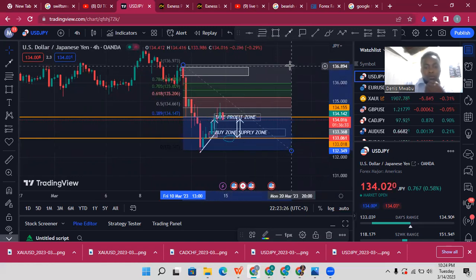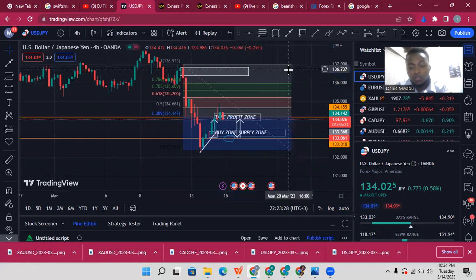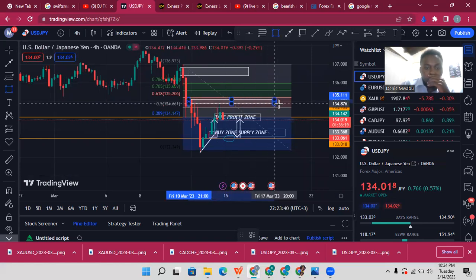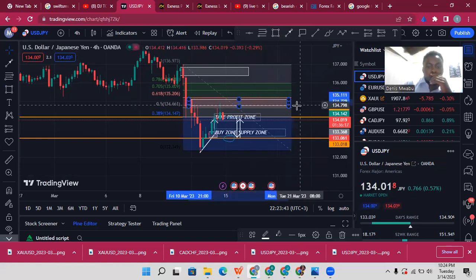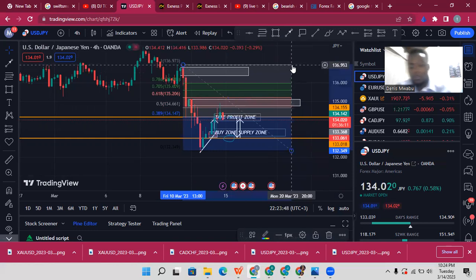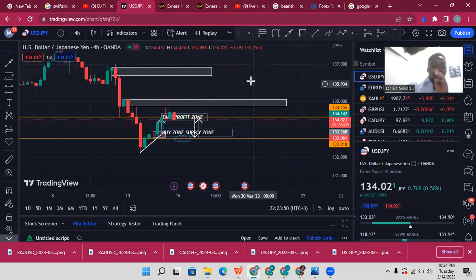And you can see we have a zone here which is the supply zone, and I'll draw my supply zone here. I like making sure that the supply zone I'm drawing has actually been confirmed previously, not just drawing a supply zone from nowhere. Okay, and you can see exactly what happened.